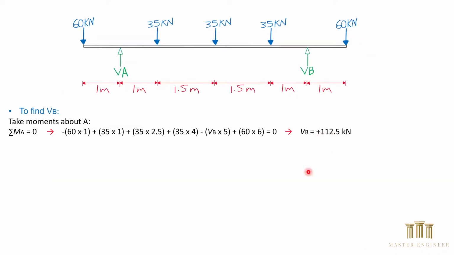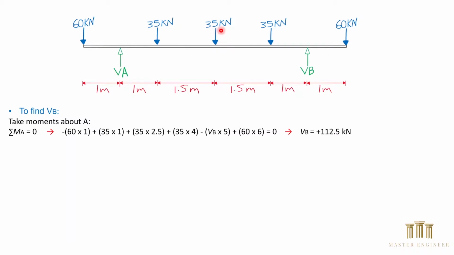To find VB, we take moment about A. We use the equation of equilibrium. The sum of all moment at point A should be 0. We start from the left-hand side of the beam. We have this 60 kilonewton acting anti-clockwise, therefore negative, multiplied by the distance 1 meter. Then we have this 35 kilonewton acting clockwise, multiplied by the distance 1 meter.